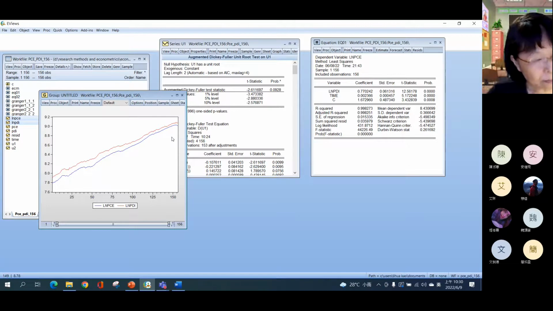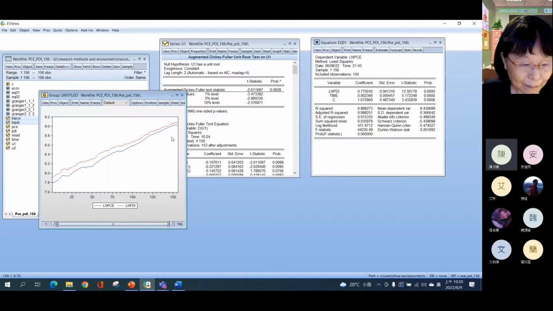All right? And let's review. What's the difference between the unit root test and the co-integration test? Anybody want to say? Is it that with the co-integration test you can test the two variables? Yeah, we can say so.